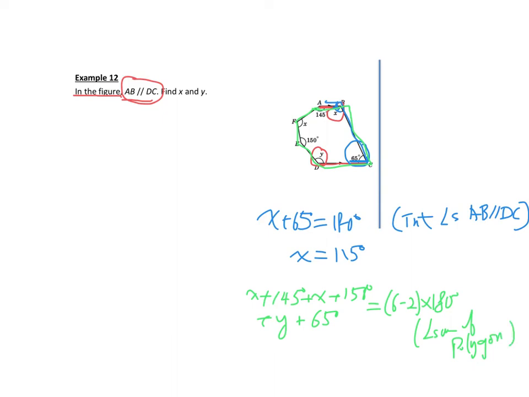So that we can have 590 degrees plus y would be equal to 720 degrees. So lastly, we can find that y is equal to 130 degrees. That's it.